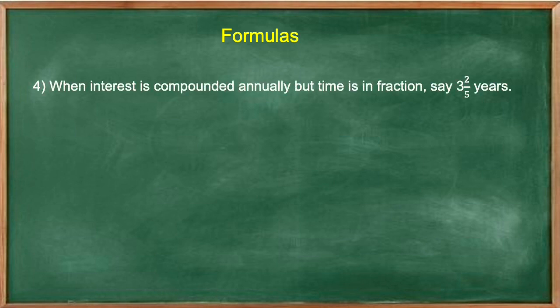When interest is compounded annually but time is in fraction, say 3 by 5 years, then we have to write the formula like this. Amount is equal to P into (1 plus R by 100) to the power 3 into (1 plus 2 by 5 R divided by 100).